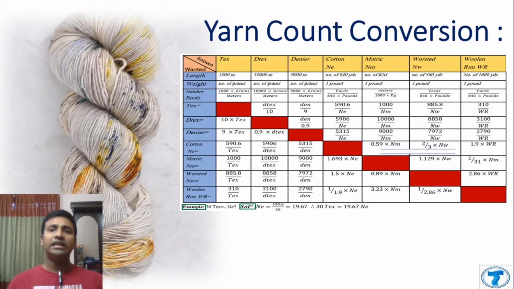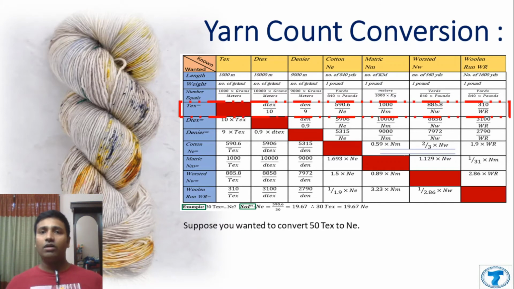That way you can easily convert any count into any count. So you need to follow that table, but it is very difficult to memorize the whole table. So I recommend you memorize only one row of the table: tex equals dtex by 10 equals den by 9 equals 590.6 by Ne equals 1000 divided by Nm accordingly.